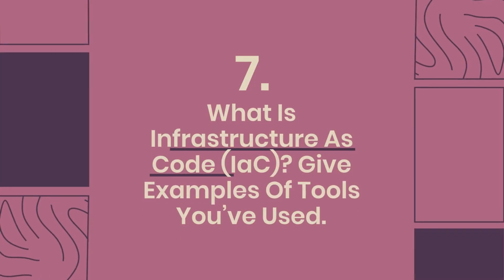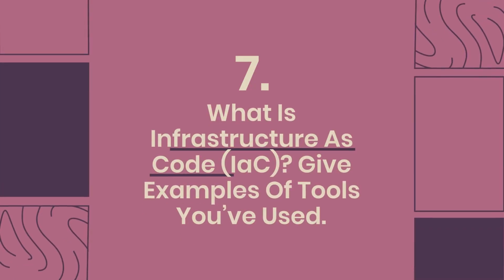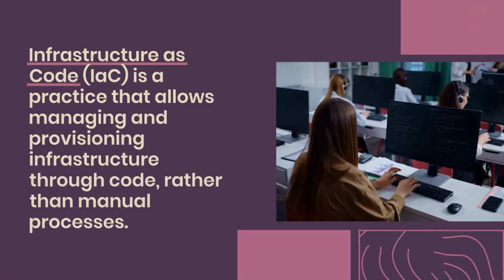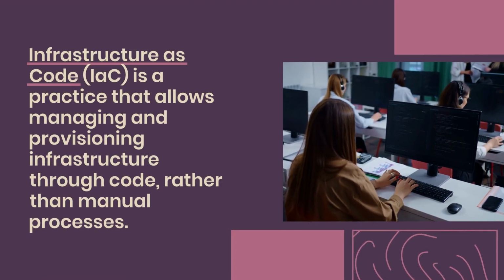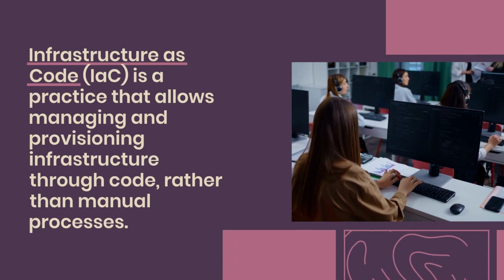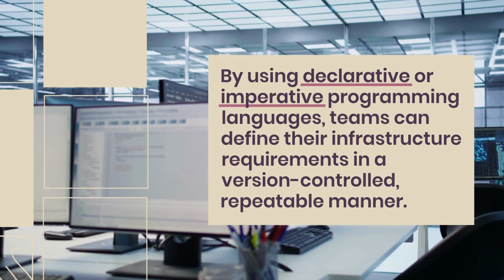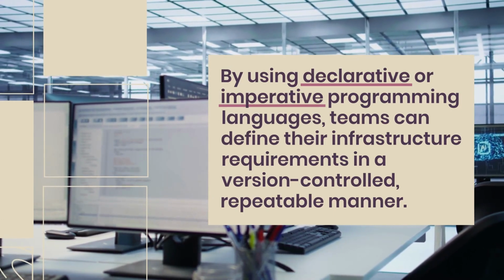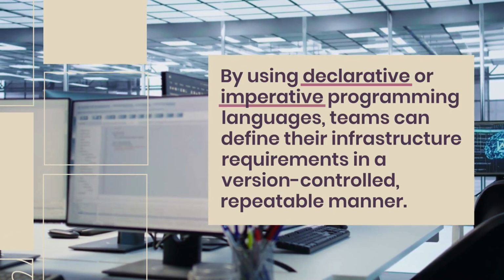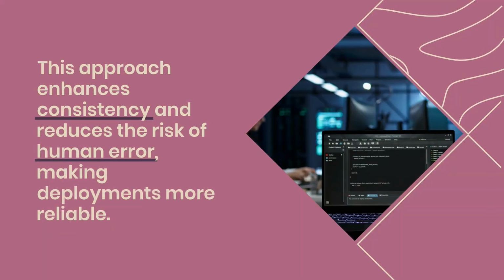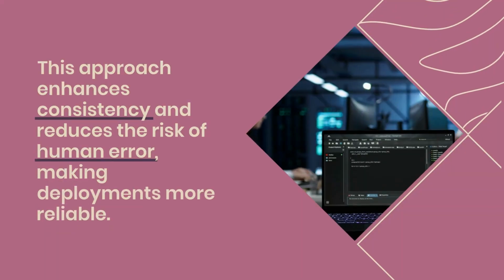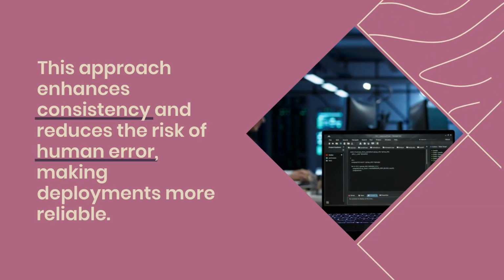7. What is infrastructure as code, IAC? Give examples of tools you've used. Infrastructure as code, IAC, is a practice that allows managing and provisioning infrastructure through code, rather than manual processes. By using declarative or imperative programming languages, teams can define their infrastructure requirements in a version-controlled, repeatable manner. This approach enhances consistency and reduces the risk of human error, making deployments more reliable.